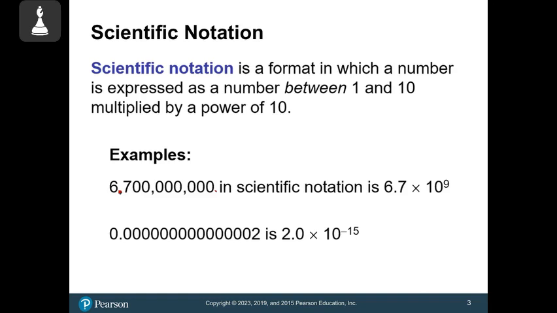This number down here is 2.0 times 10 to the negative 15. And yes, you do have to put a 0 there, even if there are no numbers after it. And it's smaller than 1. And we have moved the decimal 15 places to get it from there to here.